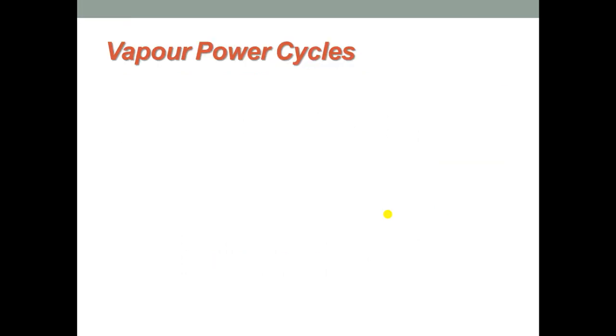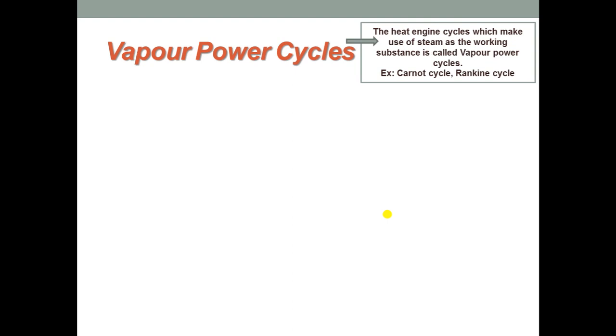Before proceeding further, we will have an introduction to vapor power cycles. In thermodynamics, a cycle which continuously converts heat into work is called a power cycle. The use of a working fluid is an essential medium to convert heat into work, and when vapor or steam is used as the working fluid, the cycle is called a vapor power cycle. Examples of vapor power cycles are the Carnot cycle, Rankine cycle, etc.